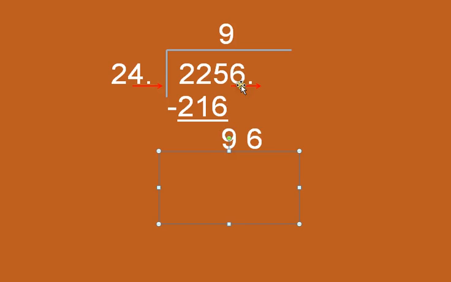Well, this 6 has to come down. Okay? So now I have 96. And 24 can go into 96 4 times. 4 times 24 is, guess what? 96. So 96 minus 96 is 0.